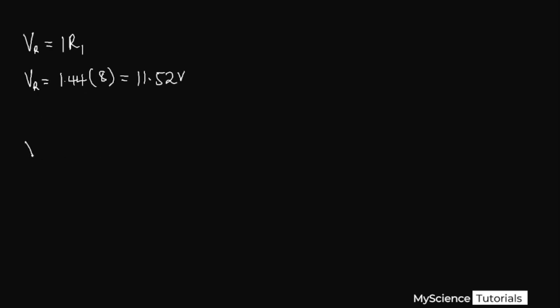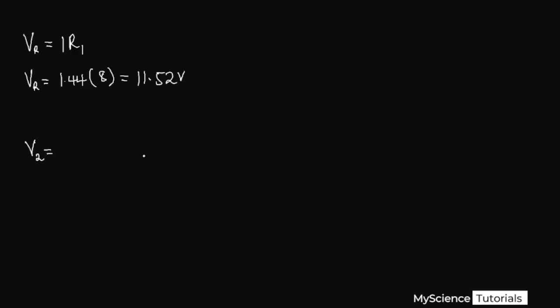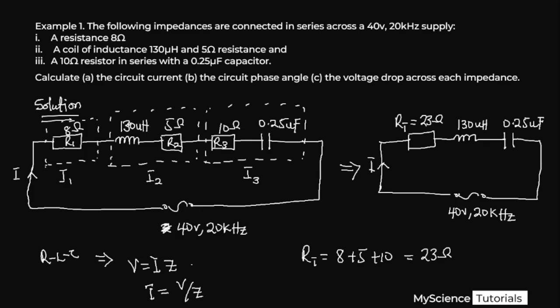Now for impedance 2, the voltage drop across impedance 2. If we look at impedance 2, we realize that we have an inductor and then a resistor. So to do that, our voltage will be equal to I, which is our current, multiplied by impedance 2. Now what is our impedance 2? Our impedance 2 here is equal to the root of the resistor squared plus XL squared, where XL is the inductive reactance. We calculated for that earlier on. But in this case, our inductor is 130 microhenry, and then our resistance here is 5 ohms. So let's go ahead and do that calculation.